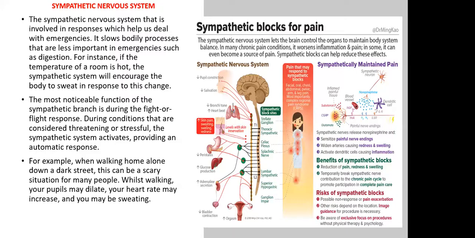One thing that the sympathetic nervous system also does is block pain. It sensitizes painful nerve endings. It widens your arteries, causing redness or swelling, and it activates dendritic cells, causing inflammation. One of the benefits of this is the reduction of pain. It reduces the pain and the redness and swelling, and it temporarily breaks the sympathetic nerve contribution to the chronic pain cycle, and it promotes participation in complete pain care.